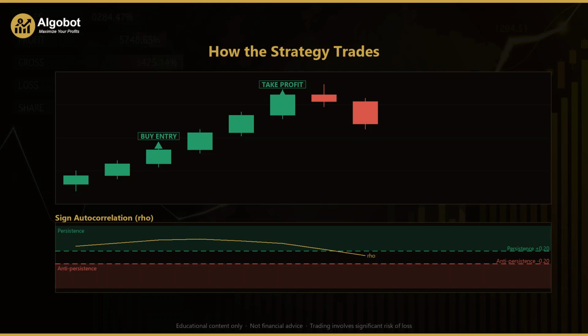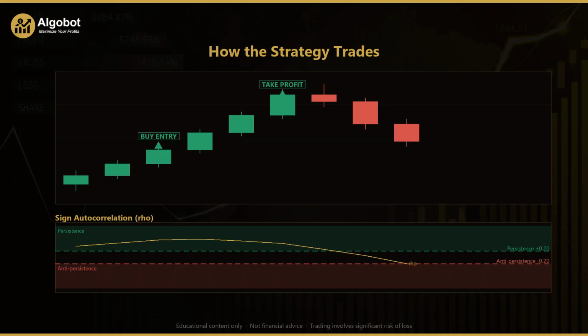Now the character of the market changes. After that push, price stalls and begins to roll over. Watch the regime coordinate in the lower panel. It falls out of the persistence zone, drifts down through the neutral stand-aside band, and crosses below the lower threshold into negative territory. The market has flipped into an anti-persistence regime, where up moves tend to be answered by pullbacks rather than followed by more buying.